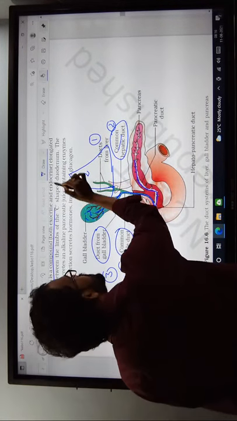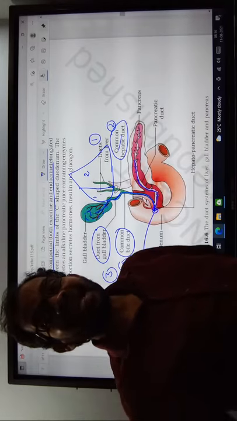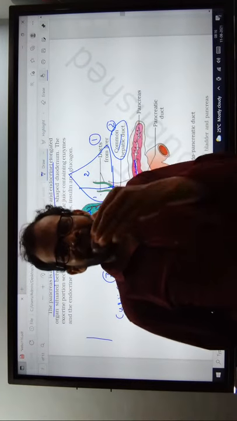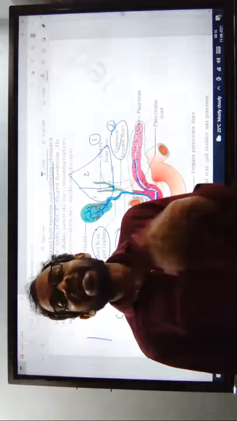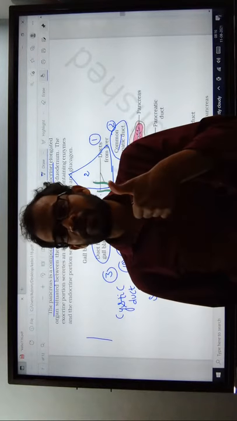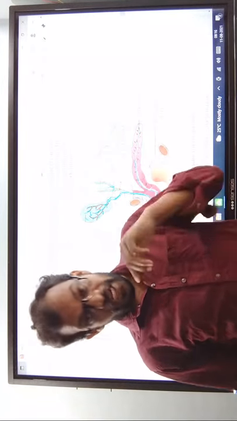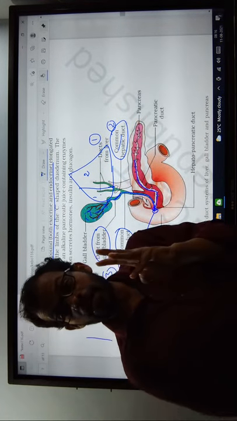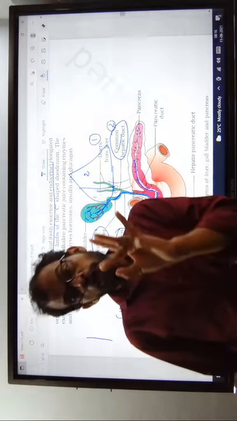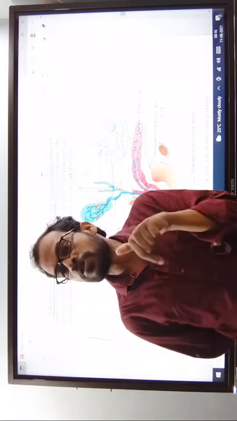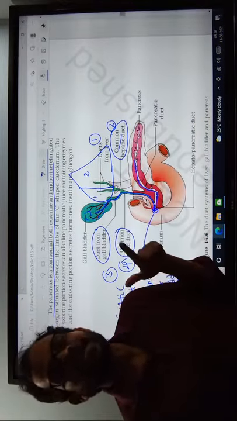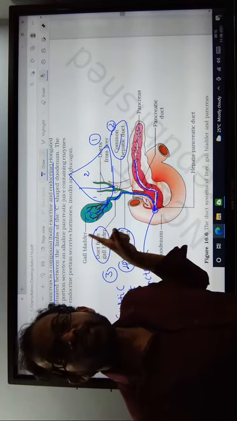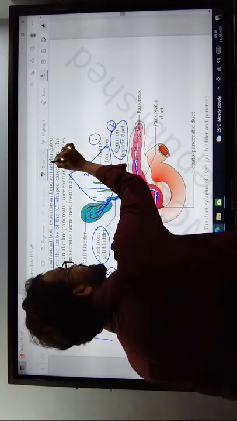The pancreas acts as both an exocrine and an endocrine gland. The pancreas secretes pancreatic juice, which is the exocrine function. The pancreas also produces important hormones: insulin, glucagon, and also somatostatin. That's why it acts as both an exocrine and endocrine organ.